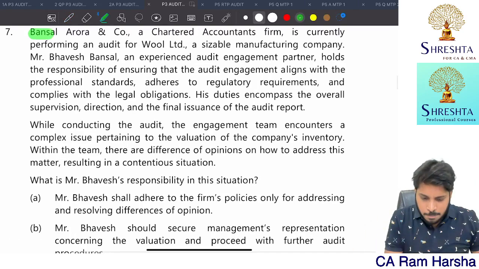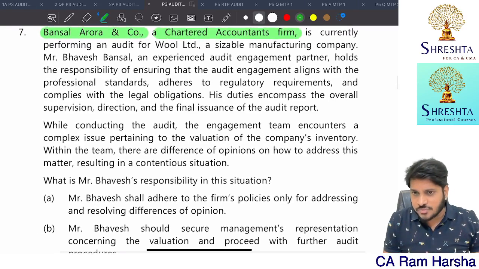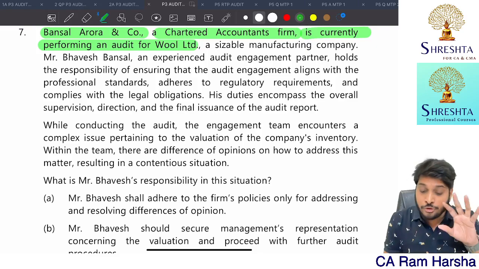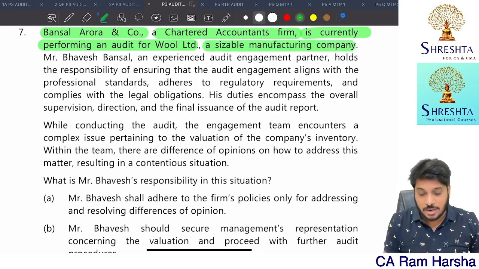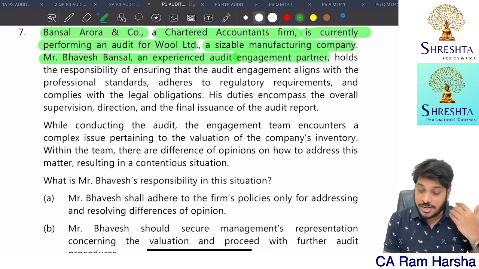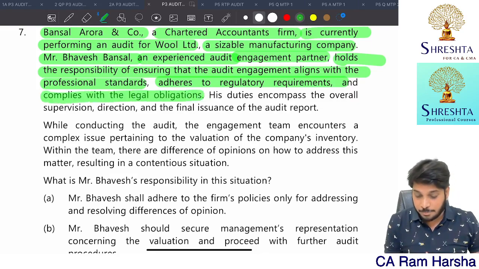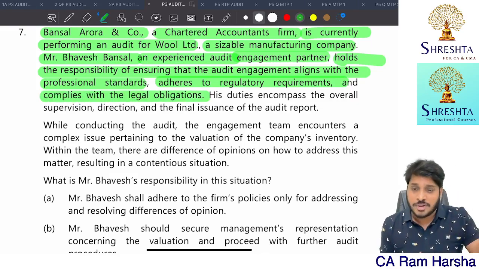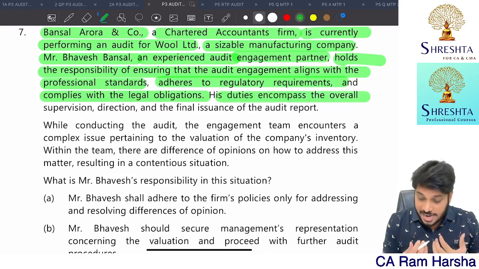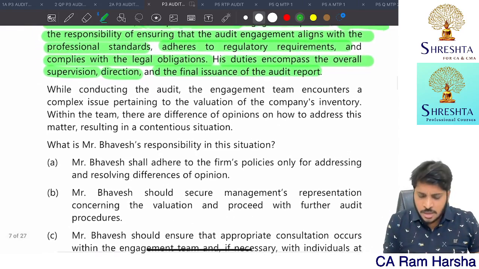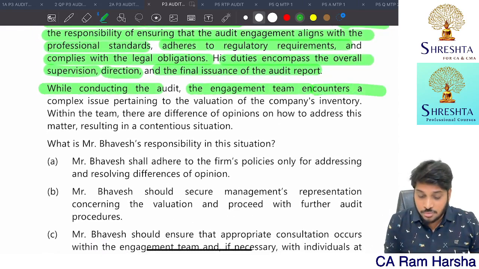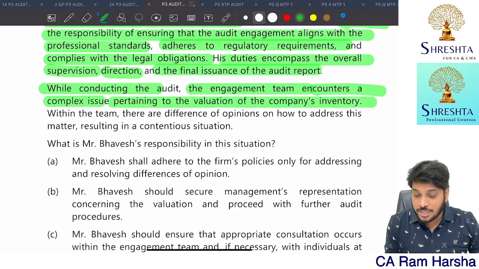Next. Bansal Arora & Co., a chartered accountants firm, is currently performing an audit of Wool Limited, a sizable manufacturing company. Banvesh Bansal, an experienced audit engagement partner, holds the responsibility for ensuring that the audit aligns with the professional standards, adheres to regulatory requirements, and complies with legal obligations. Yes, obviously, SA 220 requirement. His duties encompass the overall supervision, direction, and the final issuance of the audit report. Correct.